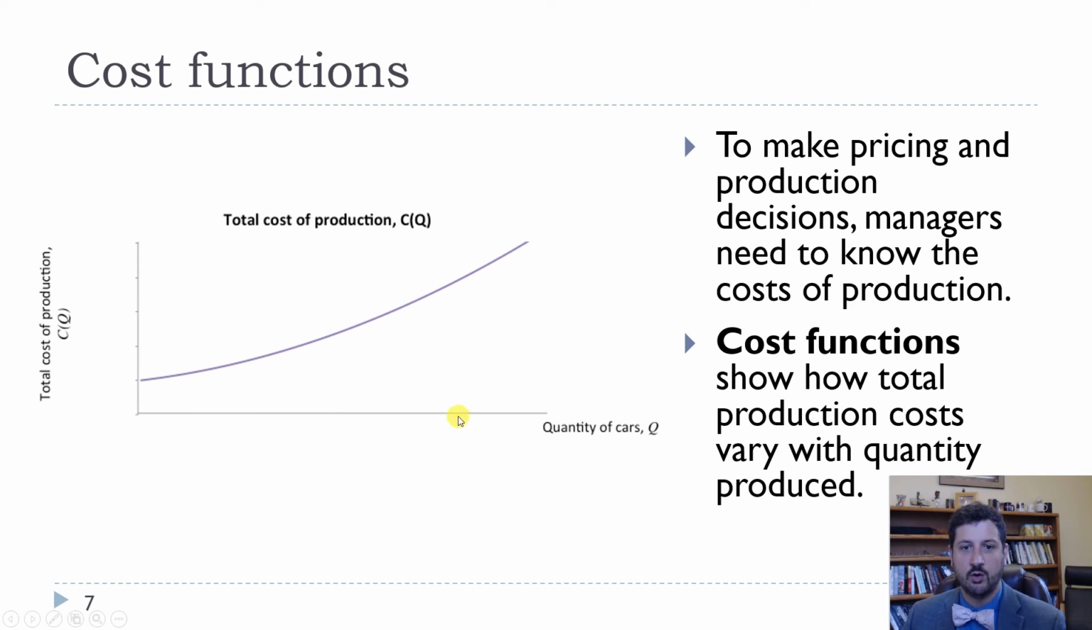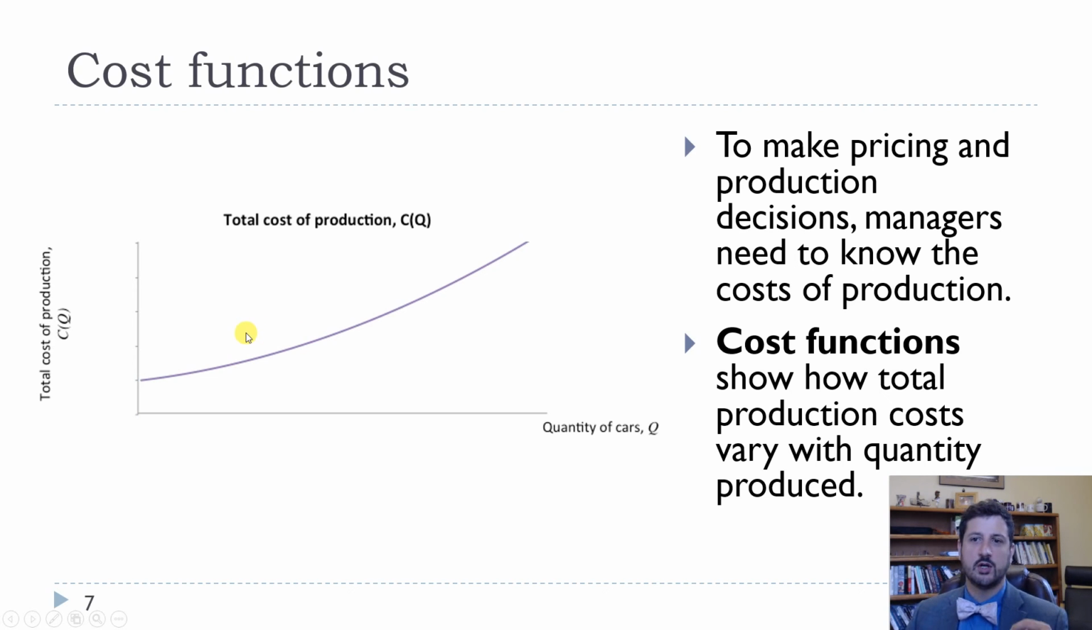On the horizontal axis, we have the quantity of cars, which we call Q. And on the vertical axis, we have the total cost of production, or C of Q. For almost all firms, the total cost of production will be an upward sloping curve, right? The more you produce, the more it costs. That makes sense. You can think of the horizontal axis as measured in units, and the vertical axis is measured in dollars or euros or whatever.